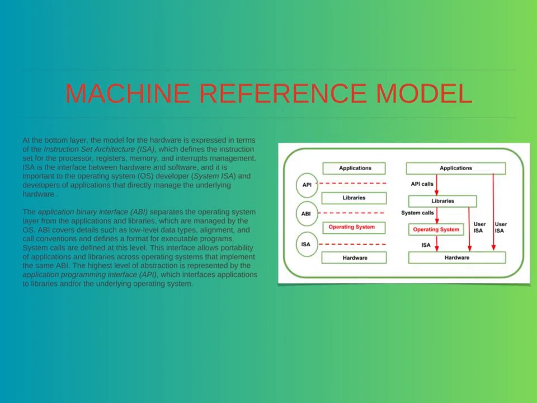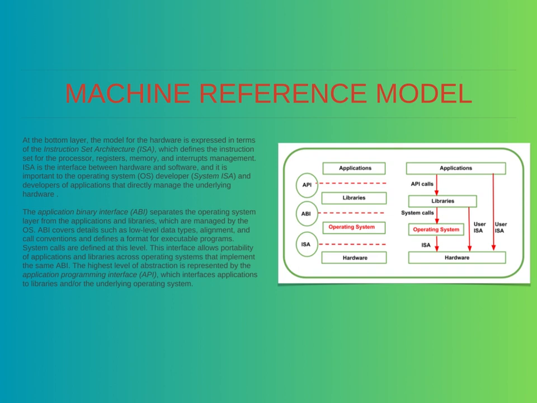So next comes the machine reference model. At the bottom layer, the model for the hardware is expressed in terms of the instruction set architecture, which defines the instruction set for the processor, registers, memory, and interrupts management. ISA is the interface between hardware and software, and it is important to the operating system developers and developers of applications that directly manage the underlying hardware.